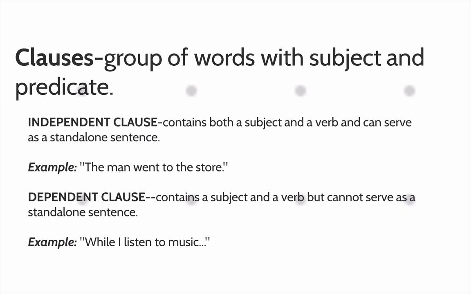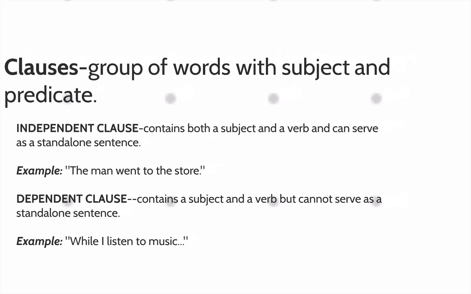The man went to the store, right? A dependent clause contains a subject and a verb, but it's unable on its own to serve as a standalone sentence. If you put this in a paper and put a period at the end of it, it would be a sentence fragment. The example I provide here is: while I listen to music, right? That can't be a sentence on its own. It needs some other clause in order to make sense. What happened while you listen to music? Well, an independent clause would have to be conjoined to that dependent clause to tell us that. So that's just some basic terminology that helps us sort out the differences between types of sentences.